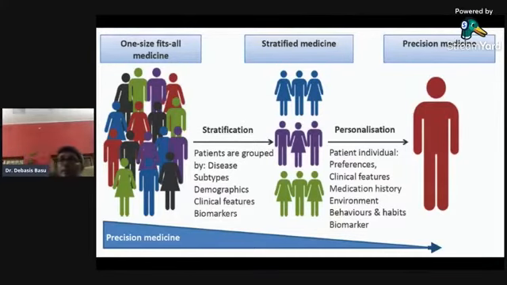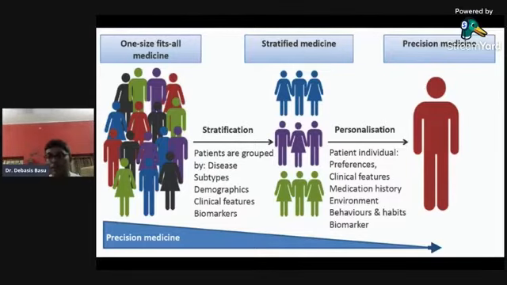And ideally, it will be according to the preference of that patient, with his shared decision-making with his family and the other colleagues of mine. The clinical features, the medication history he's already had, the environment around him, how he can actually tally and match with his environment outside his home, with his family and friends, or at work. And then the behaviors, his other habits like smoking, alcohol, etc.